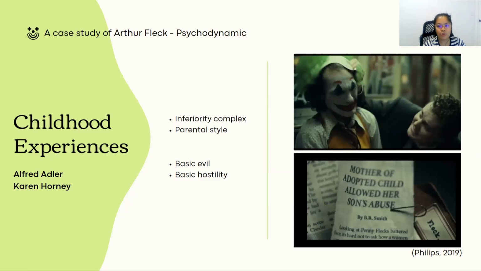Adopted by a woman who manipulates and puts him down to maintain control over him, and without a father figure to look up to, Arthur may be suffering from an inferiority complex and overcompensates by becoming Joker, who justifies his murders as justice. The same example applies for Horney's notion of basic evil, which is a child's perception of a parent's action that leads to feeling unsafe.